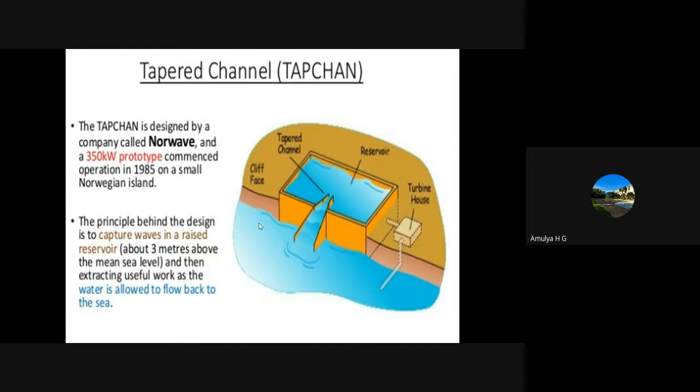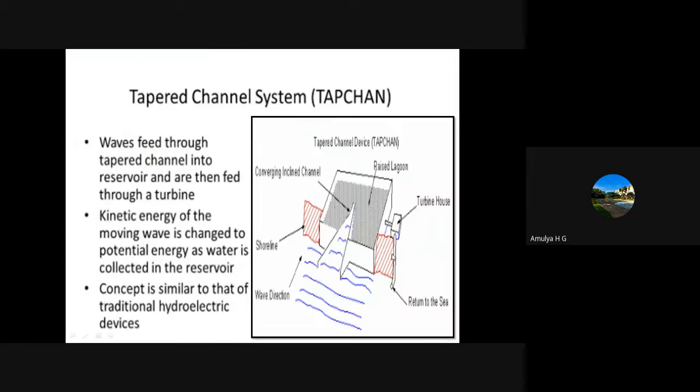Here the waves are captured in a tapered channel or narrow channel. Once it reaches the reservoir, it is allowed to flow back to the ocean with the help of the turbine house. Here again Kaplan type turbines are used that convert the wave energy into mechanical energy. That mechanical energy is converted into electrical energy with the help of the generator. So this is how the tapered channel, or tapchan, works.